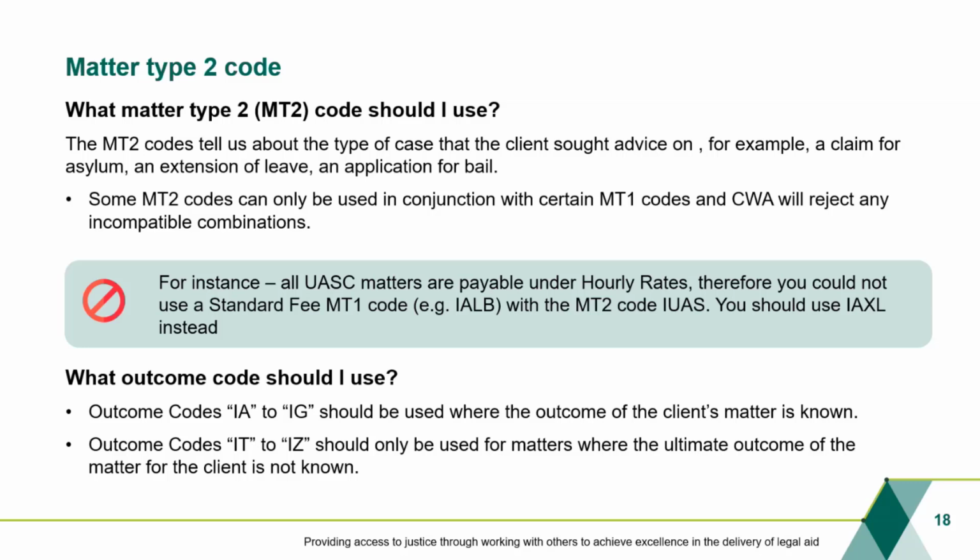You also need to report the outcome code to us, and this is indicating to us that at the point of submission of the claim, this is the outcome that you've achieved for the client in that case. Outcome codes IA to IG should be used where the outcome of the client's matter is known. Outcome codes IT to IZ should be used where the ultimate outcome of the matter for the client is not known. So this may be, for instance, because you're submitting an early bill and you're waiting for a third-party decision, or it may be that the client has ceased to instruct and you don't ultimately know what happened with the outcome of their claim.